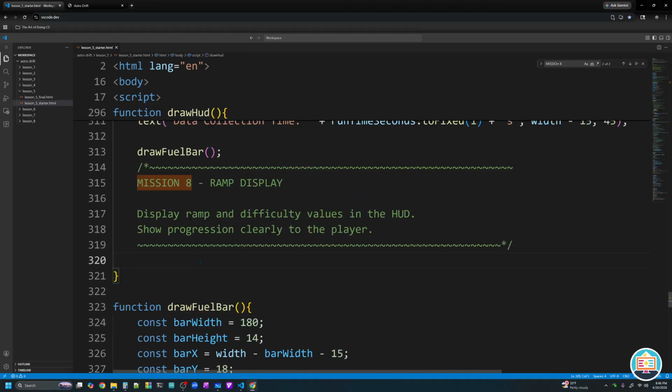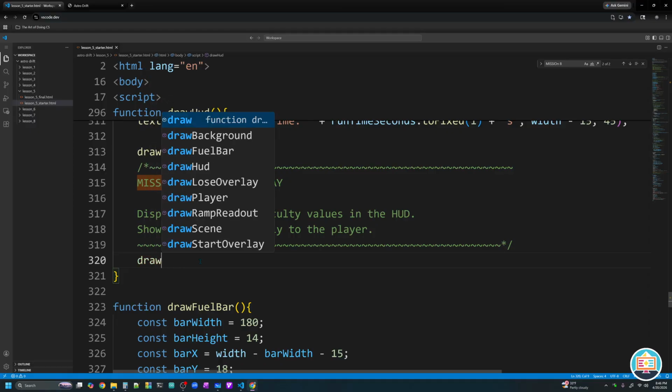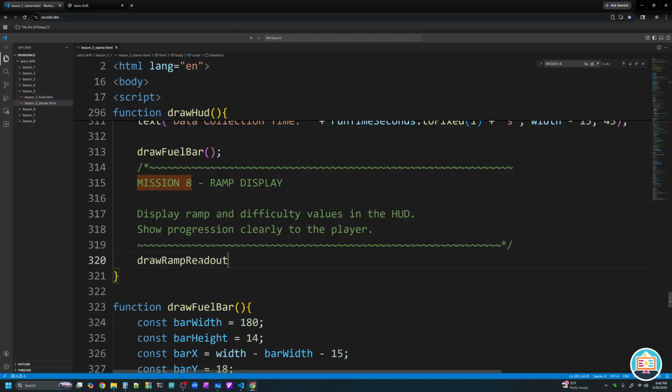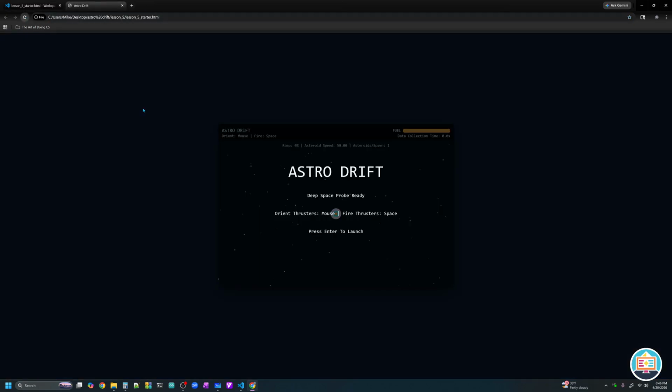It's like a debug function. So inside draw HUD, I'll call draw ramp readout. There it is. 2 parentheses to call it and a semicolon. Now that I call this, I have a debug way to see what my ramp values are. And there they are. They show up. What the ramp percentage is, what the speed should be, and how many asteroids we should be spawning.